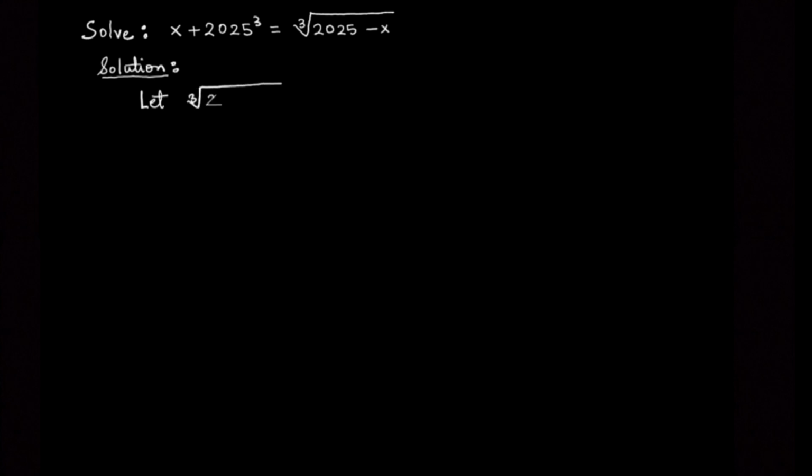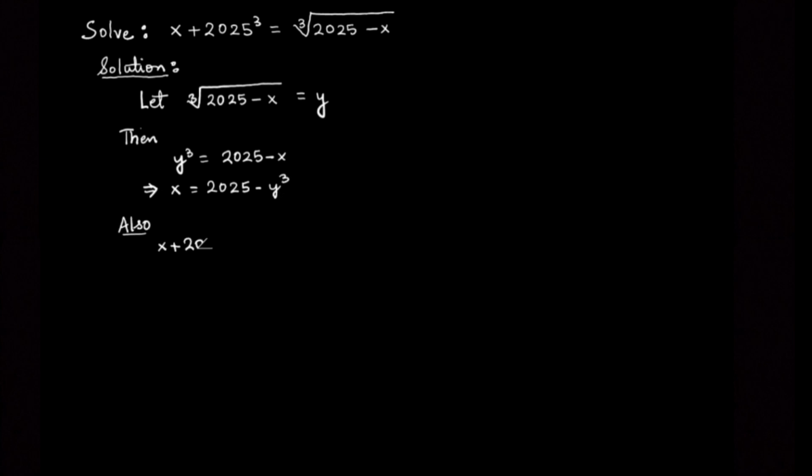It turns out that the solution is very interesting, manipulative as well as short. So let us assume that the cube root of x, 2025 minus x happens to be equal to y. So this will give us that y cube is equal to 2025 minus x, and then we'll say that x equals 2025 minus y cube. Also it could be seen that the cube root of x plus 2025 cube would be the same as y. This will give us that x equals y minus 2025 cube.